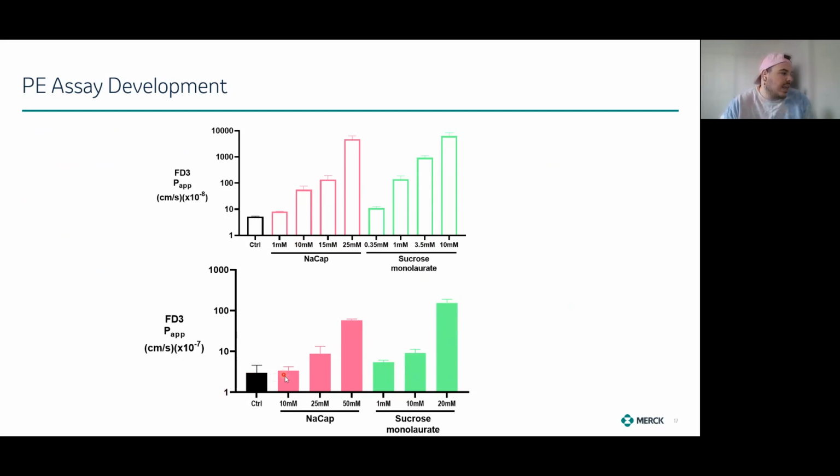So you're getting a 0-fold increase, and maybe, I think it was a 1.2-fold increase on the 1 millimolar sucrose monolaurate. And we looked at a range of concentrations. There were higher concentrations as well, but we believe they were also killing the cells. So it looked like 25 millimolar and 10 millimolar sucrose monolaurate and sodium caprate, respectively, were the efficacious concentrations here.